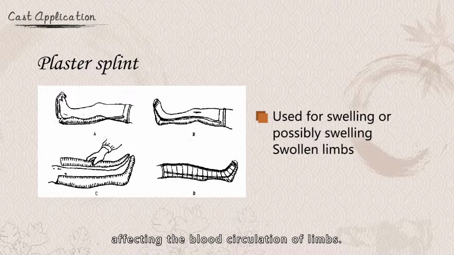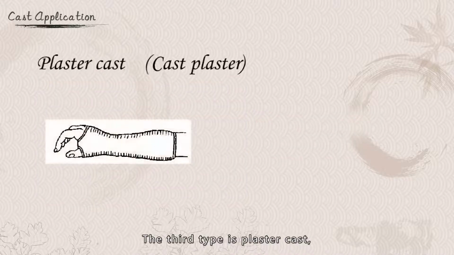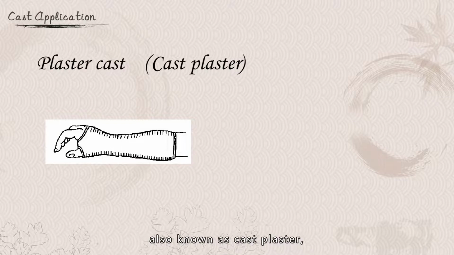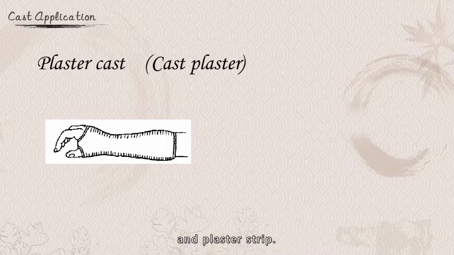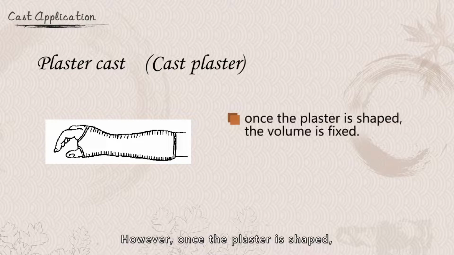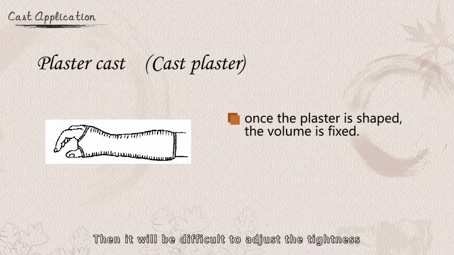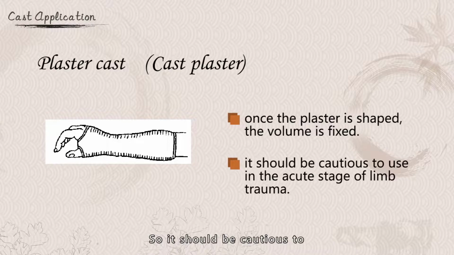blood circulation of the limbs. The third type is plaster cast, also known as cast plaster, which is used in combination with plaster bandage and plaster strip. This method is the most firm. However, once the plaster is shaped, the volume is fixed. Then it will be difficult to adjust the tightness when the limb is seriously swollen, so it should be used cautiously in the acute stage of limb trauma.